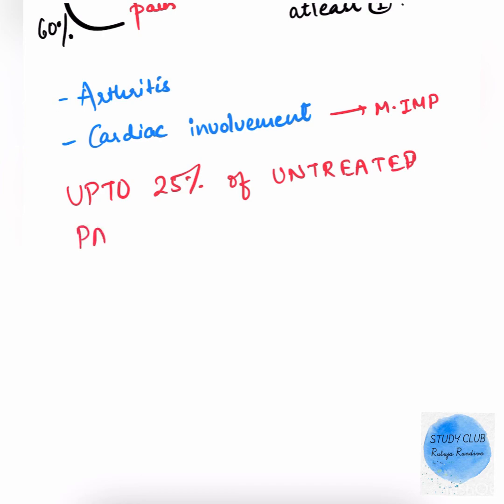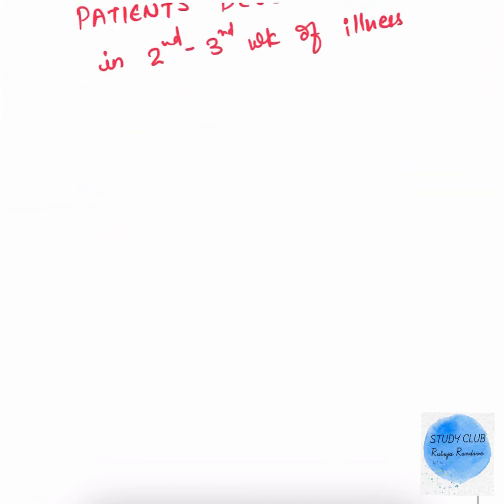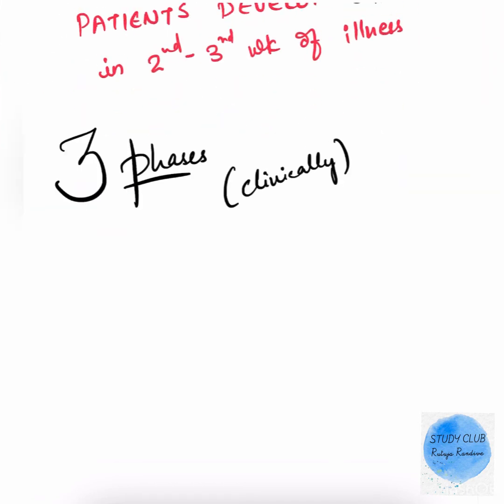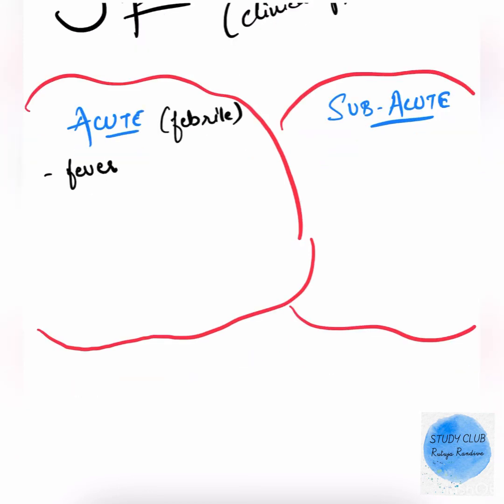One of the important points here is that up to 25% of untreated patients develop coronary artery abnormalities. Now I'll be talking about the three phases which are seen clinically. First is the acute, second the subacute, and third the convalescent.